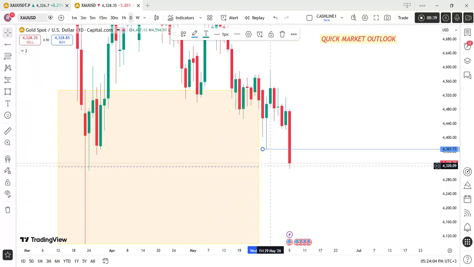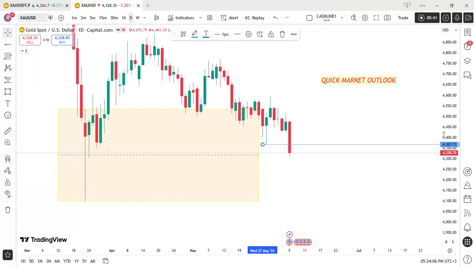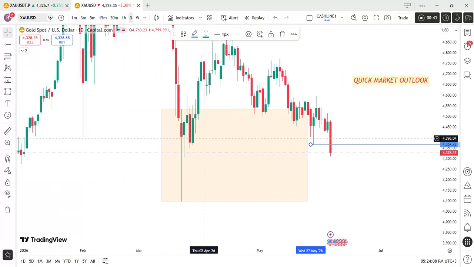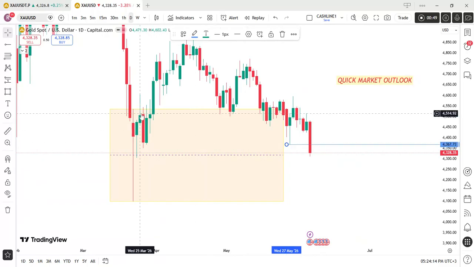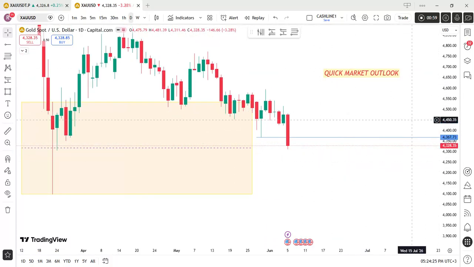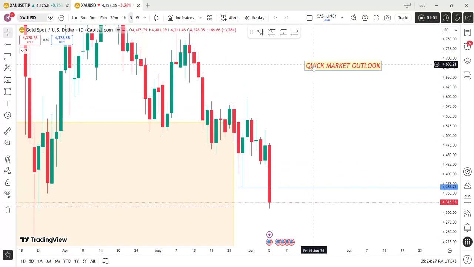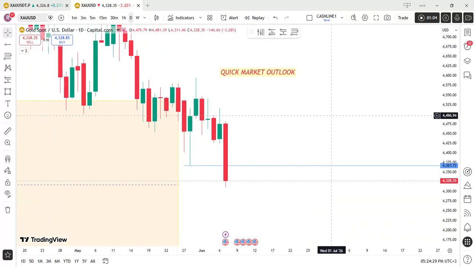closed pretty much at that consequent encroachment. I think this must be a weekly gap or something, or no, sorry, this is an order block. These are daily time frame order blocks. So we just tapped into that consequent encroachment of that order block, this one here. So we're going to be answering a few questions right here, and this is how we read price correctly.